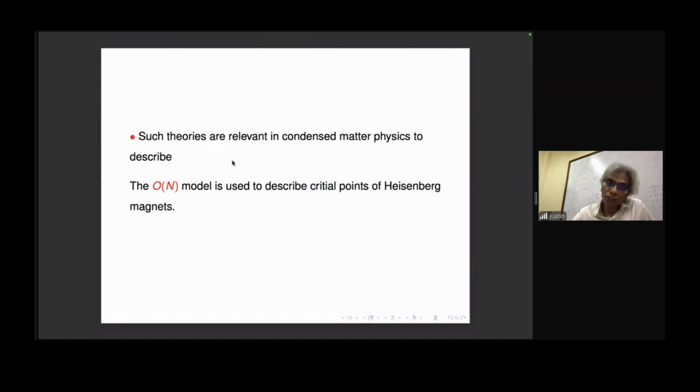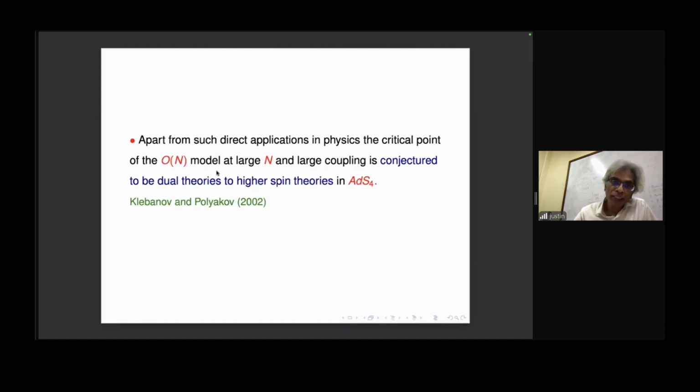Such theories are also, not just from the holographic point of view, relevant to condensed matter. In fact, the O(N) model is used to describe the critical points of Heisenberg magnets. That's how it was introduced. And in fact, the O(N) model has even more relevance in holography.